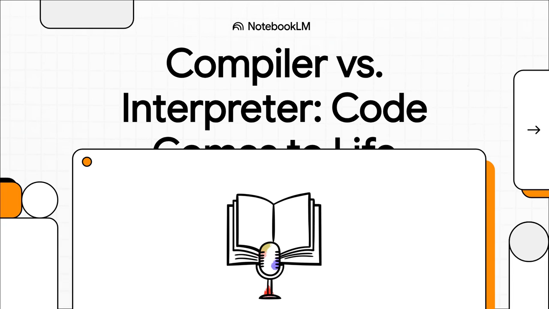So you write some code. How does it actually run? How does your computer bring it to life? Well, it all comes down to this big idea, a kind of battle between two types of translators, the compiler and the interpreter. Let's get into it.